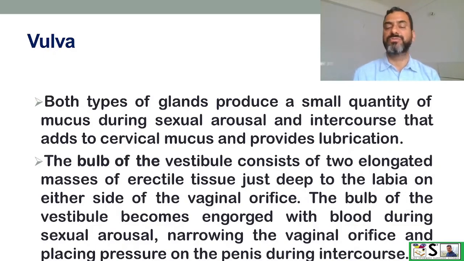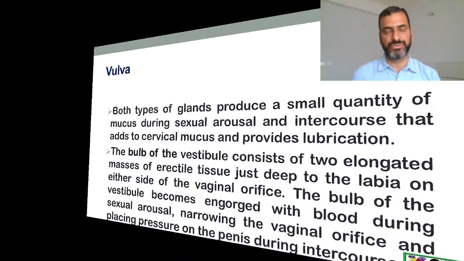The bulb of the vestibule consists of two elongated masses of erectile tissue just deep to the labia on either side of the vaginal orifice. The bulb of vestibule becomes engorged with blood during the sexual intercourse, narrowing the vaginal orifice and placing pressure on the penis during sexual intercourse.